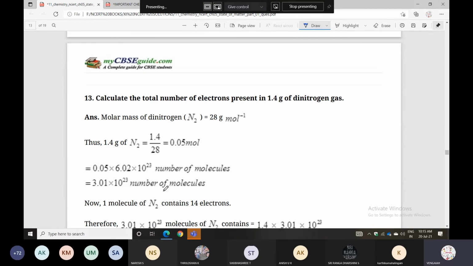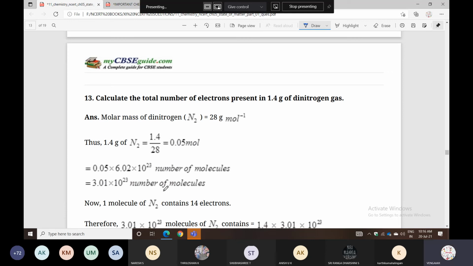So listen here. The molar mass of dinitrogen, N2, is: one nitrogen is 14, total two nitrogen, 14 into 2, you get 28 grams. Thus 1.4 gram of nitrogen is equal to 1.4 by 28, equal to 0.05 mole. 0.05 mole into 6.02 into 10 to the power of 23 is the number of molecules. Okay?